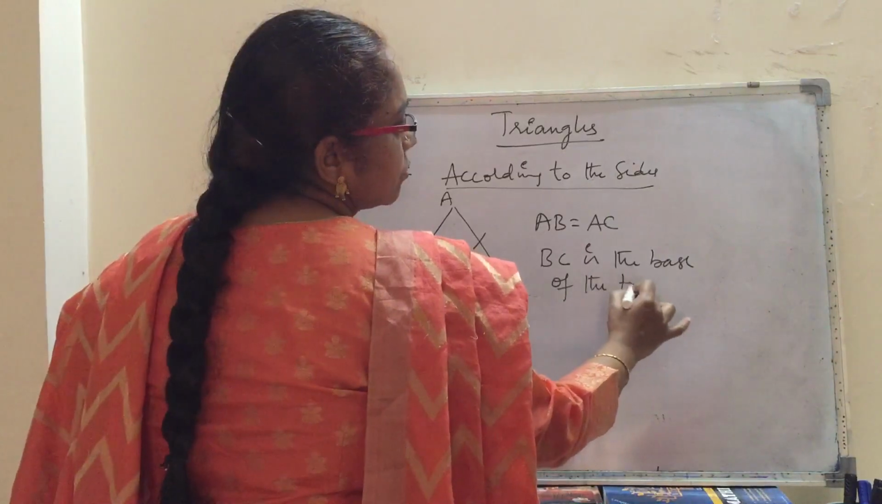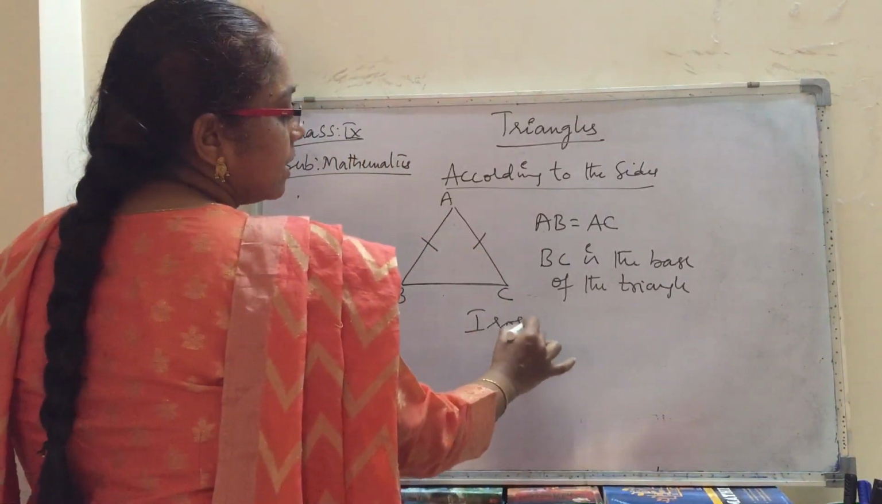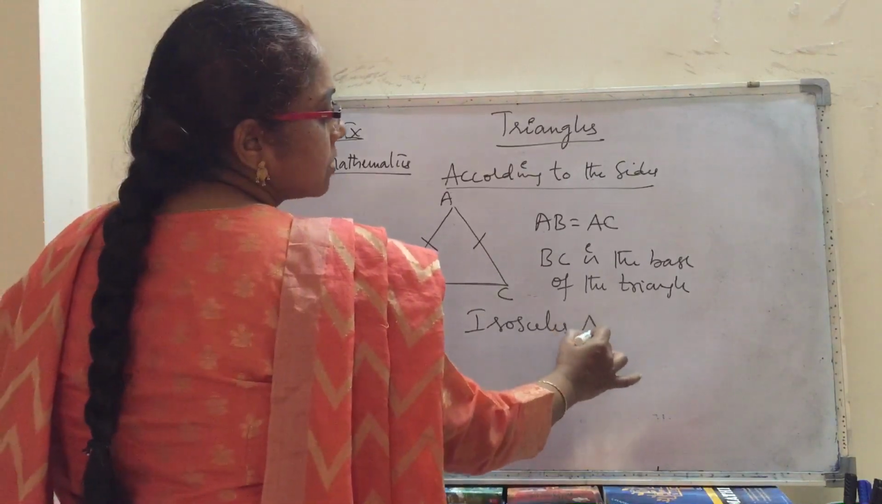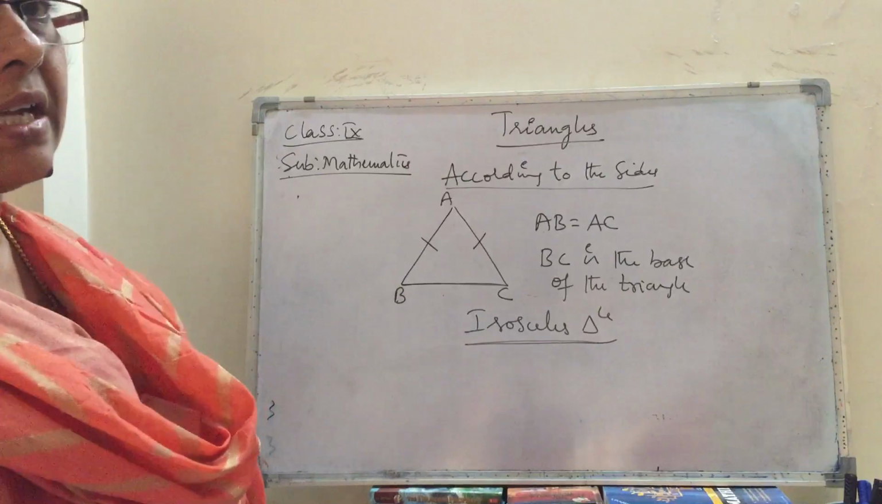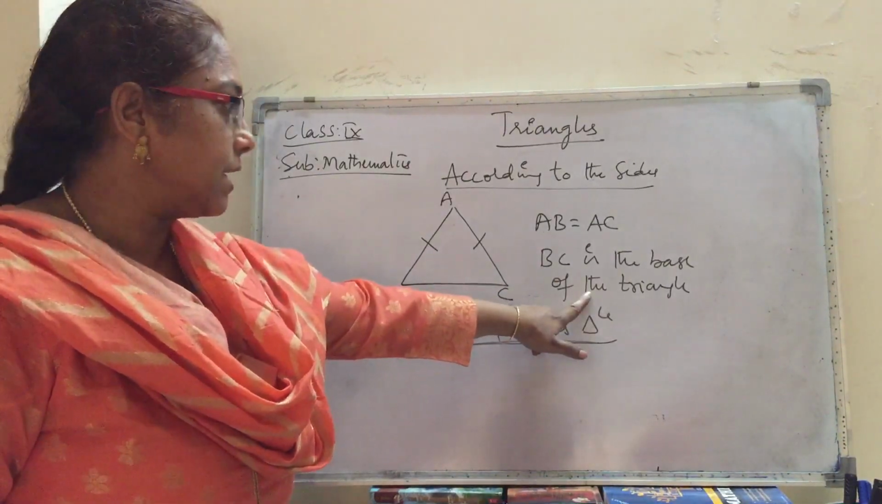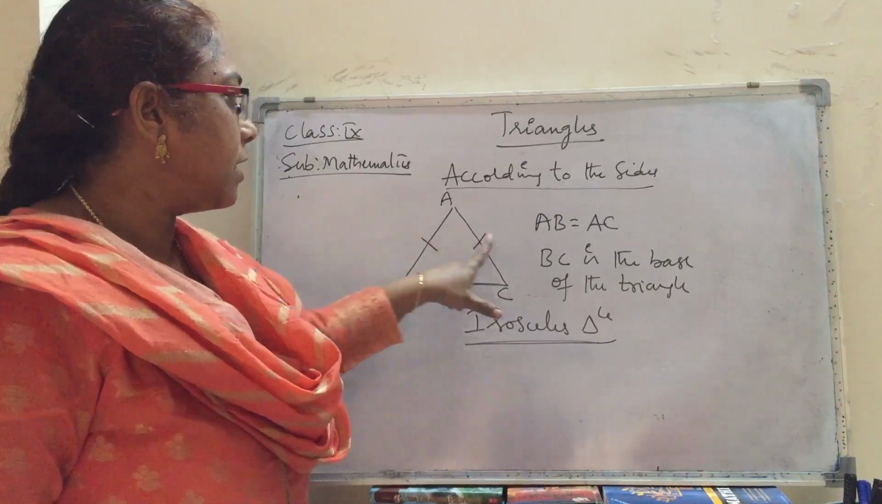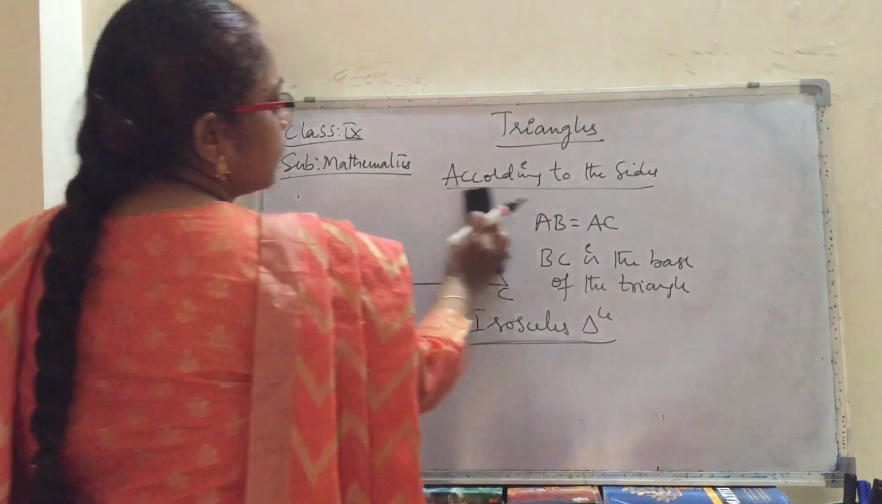Base of the triangle. And what is this triangle called? Isosceles triangle, children. What is meant by isosceles triangle? Any triangle in which any 2 sides are equal. That unequal side is called the base of the triangle. Okay children? So a triangle in which any 2 sides are equal in length is called an isosceles triangle.